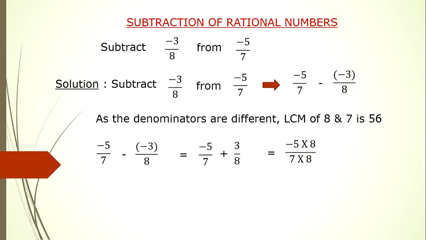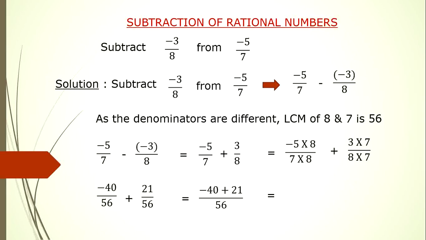Now again, when we make the denominator 56, we need to multiply minus 5 by 7, numerator and denominator, with 8, and 3 by 8 to be multiplied with 7 in the numerator and denominator, which gives us minus 40 by 56 plus 21 by 56. And again, it's very simple to add here. Minus 40 plus 21 by 56, which gives us minus 19 by 56. Hope you all understood the subtraction of rational numbers.